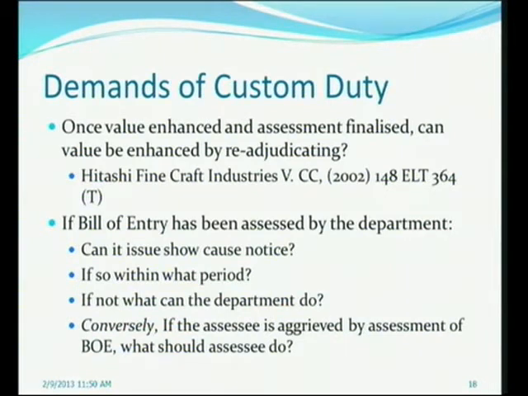What do you mean by a speaking order, and like how we get an order in original for central excise and for service tax? Should they necessarily give a speaking order like that in customs?